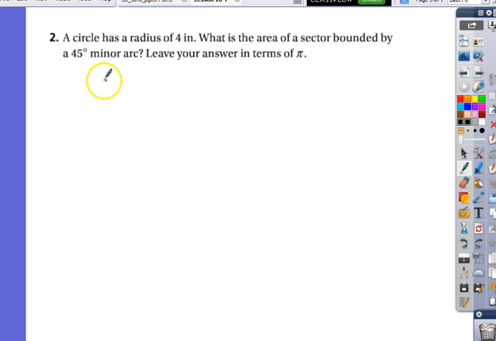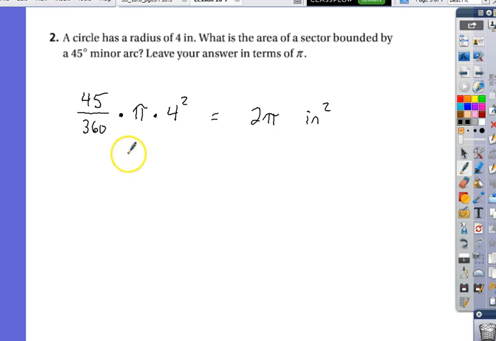By the way, I don't know why they told us that 45 degrees was a minor arc, because the definition of a minor arc is an arc that's less than 180. That's pretty redundant. And then times pi, and then times the radius squared. What was the radius? 4. So when I put all that into my calculator, I think I get 2 pi, and that's in square inches. Everybody okay with that? Yes. Does anybody have any questions about how to find the area of a sector?